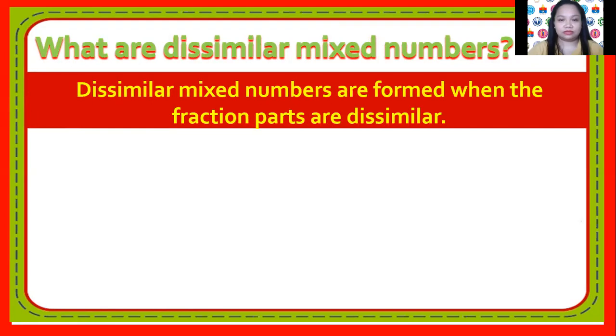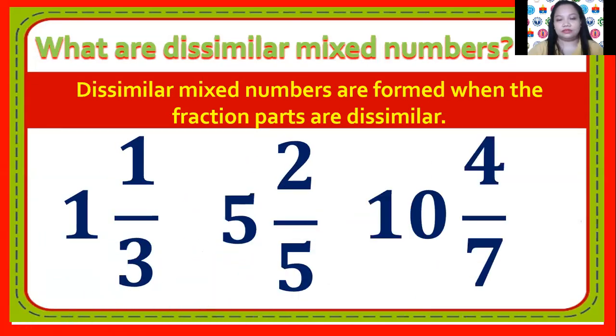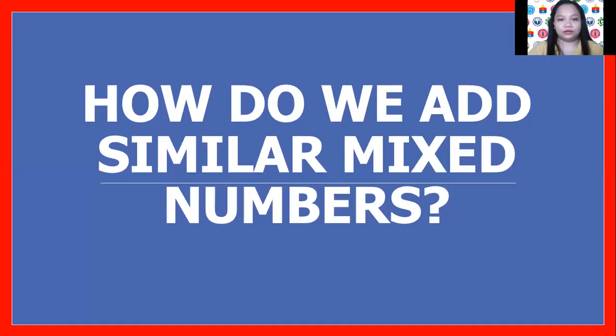Third, what are the dissimilar mixed numbers? The dissimilar mixed numbers are formed when the fraction parts are dissimilar. Example, 1 and 1/3, 5 and 2/5, and 10 and 4/7. So these are the dissimilar mixed numbers. Why do we have to identify or describe those three? Because later on we are going to discuss the procedures and how to add these mixed numbers according to their category.